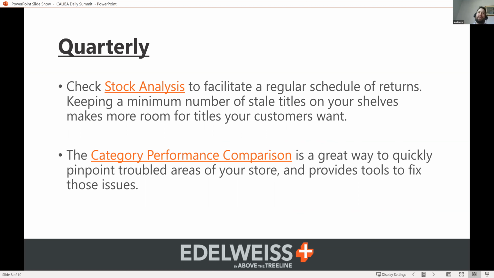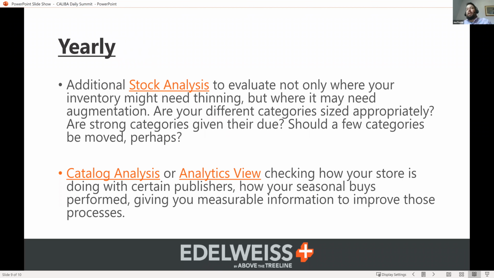And then again, yearly, doing the stock analysis thing again, and either a catalog analysis or an analytics view of a previous order. If you're doing a Penguin Children's fall order, it makes sense to check out how your order did with Penguin Children's last year or even the year before, and just gauge your success with those buys, which not everybody likes to see. Basically, if you did great and you sold everything that you bought, then you're going to love looking at it, but otherwise maybe not so much.